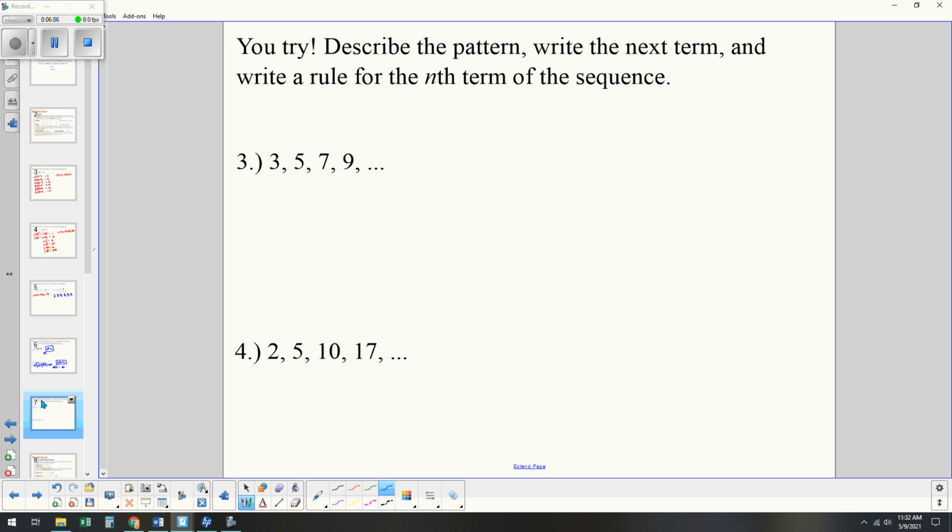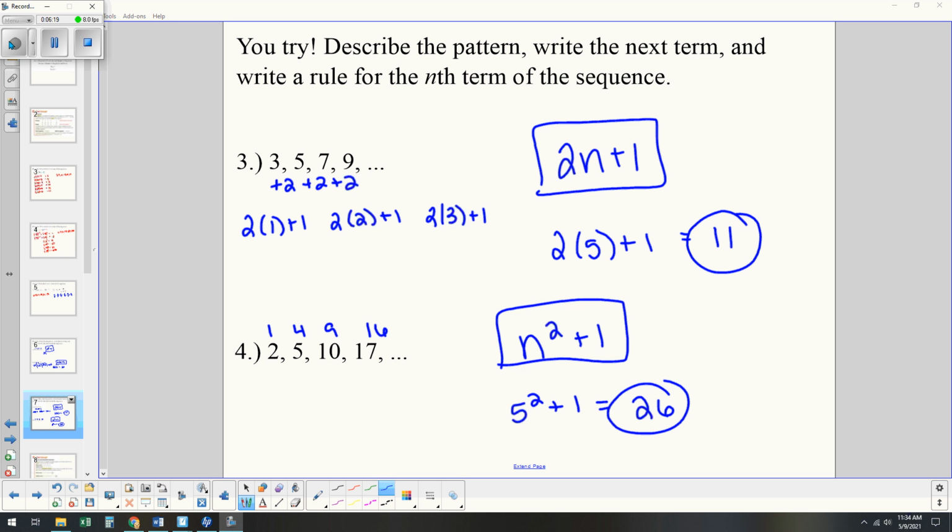So I know that these can be tricky because if you can't see the pattern, you're going to get stuck, and that's okay. But I want you to try the next two, pause it, and you can check your answer. All right, let's check these over, see if you got them.